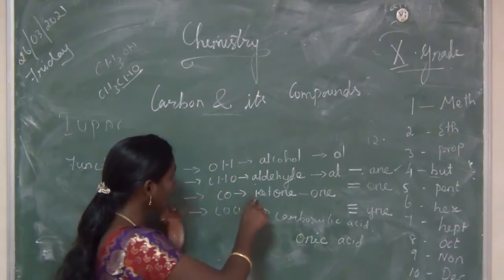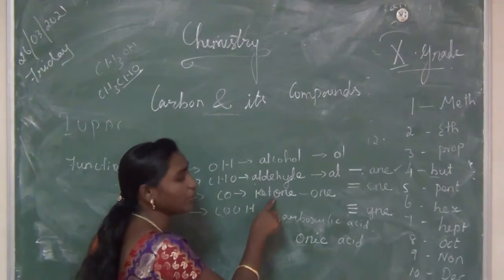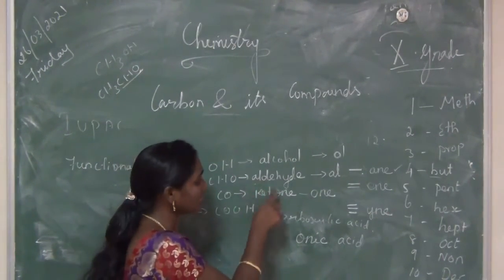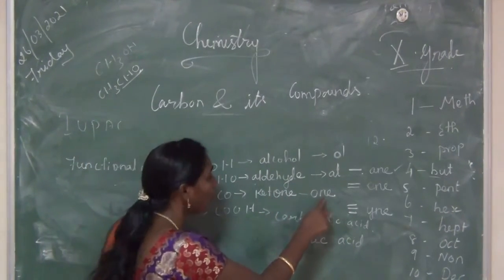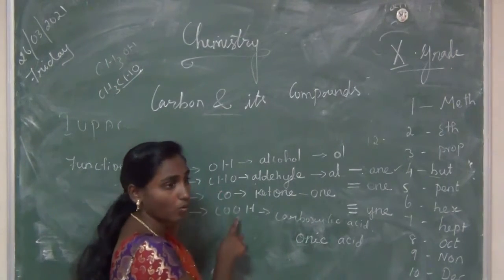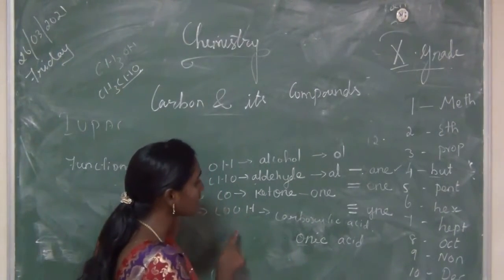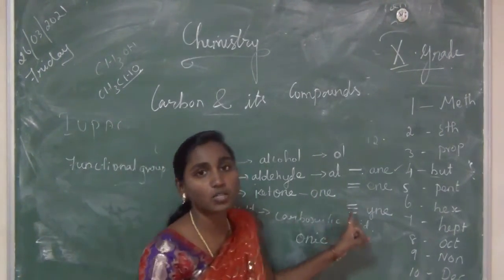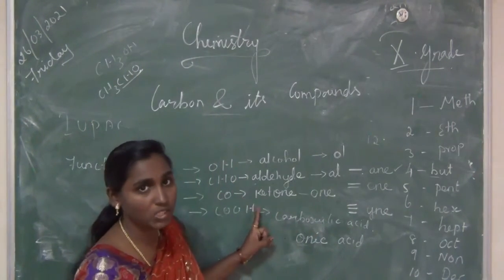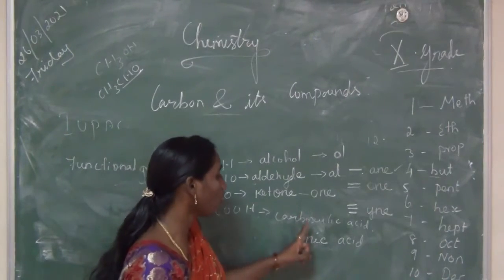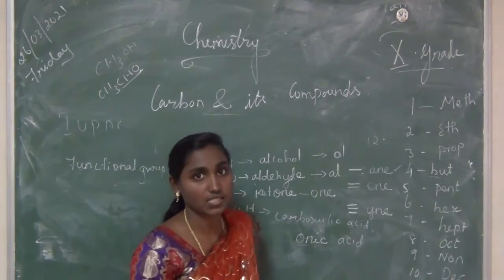And CO is named as ketone. The suffix we can use is ONE. And COOH is named as carboxylic acid. If one compound has the COOH group, the suffix we can use is ONIC acid.